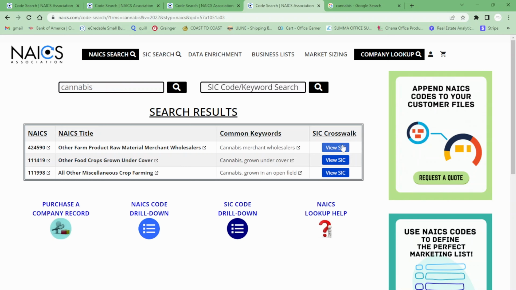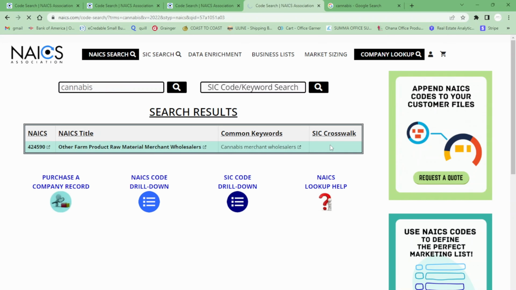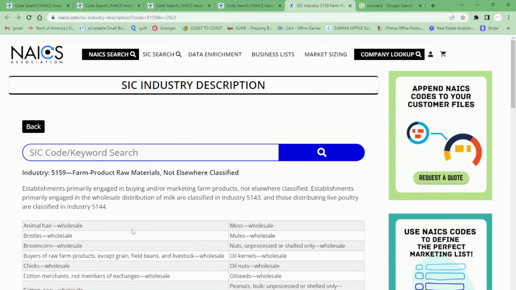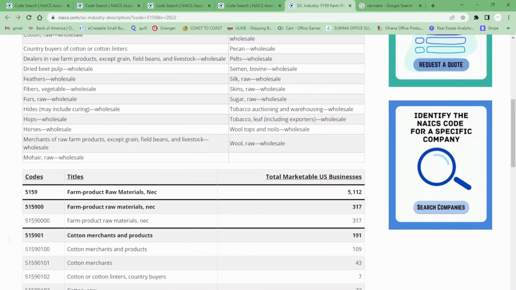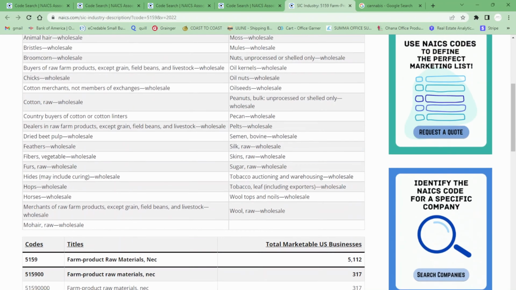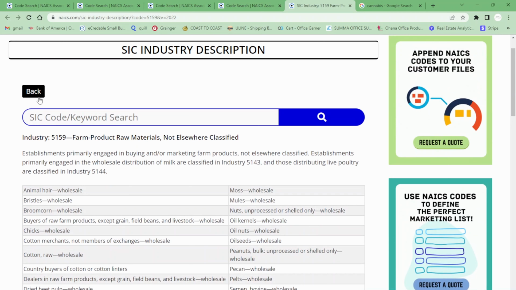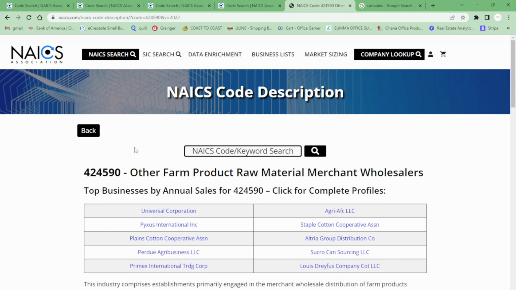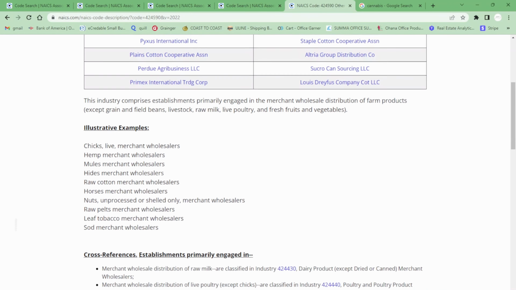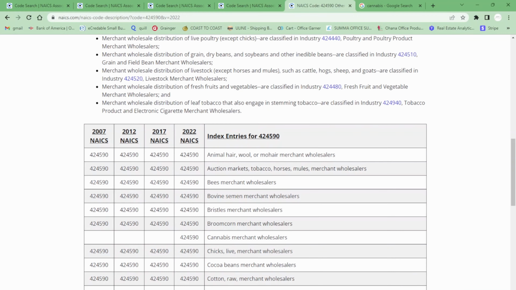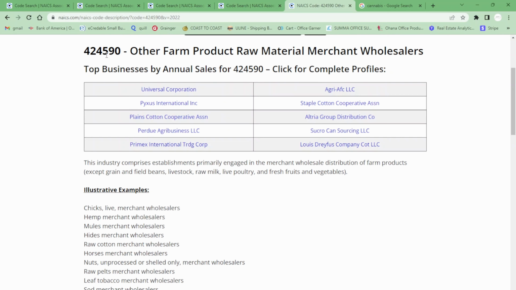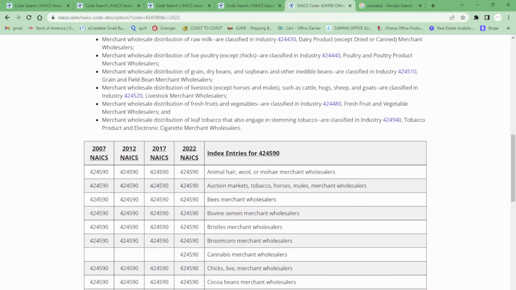Like I said, if you're a wholesaler, go ahead and click it. Then all you have to do is click again. It'll give you the description, what it falls under. Here are some other codes. Wait, hold on. I clicked the wrong thing. I'm sorry. Let's see. Click that. All right, so here we go. So this says 424590, other farm product raw material merchant wholesalers. All right, here you go.